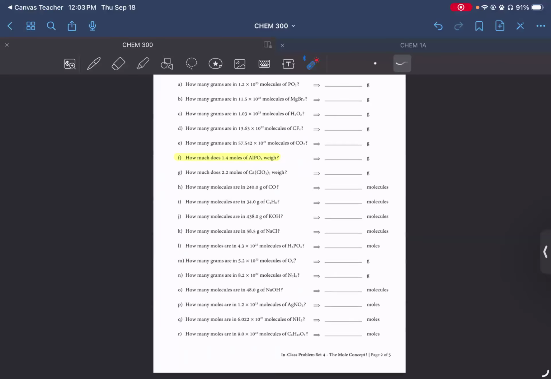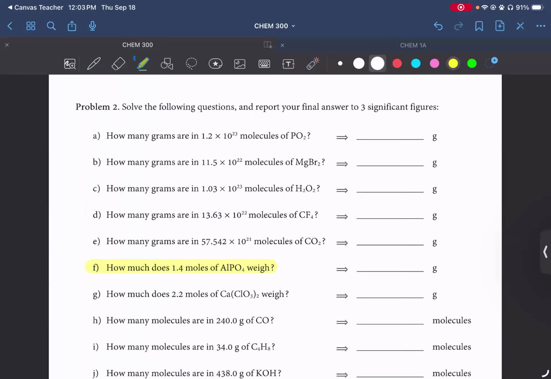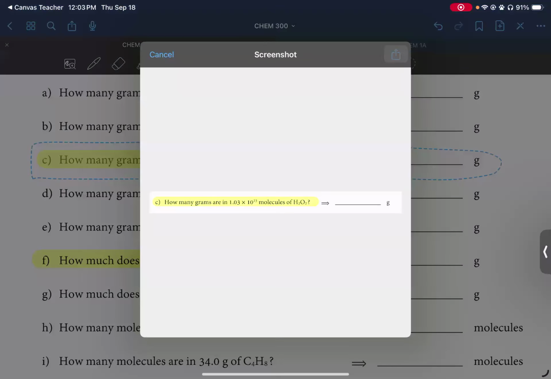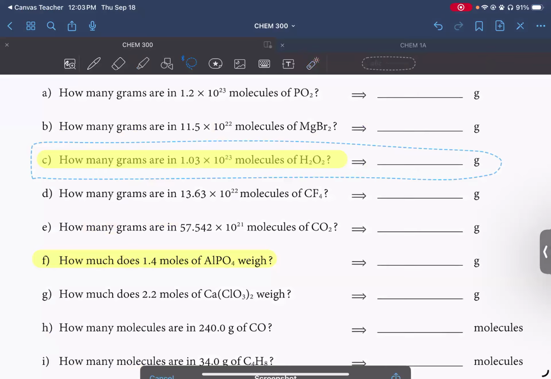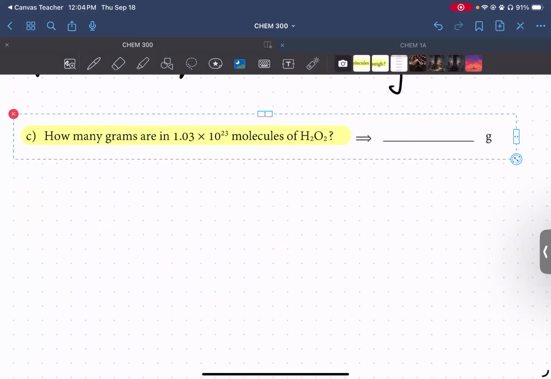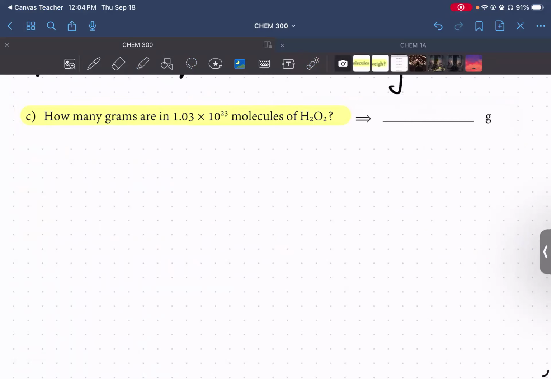Okay. I would now like to do part C. All right. So next up is part C. How many grams are in that many molecules? All right, so we know ultimately that the question is asking for M, grams. We're told how many molecules there are.